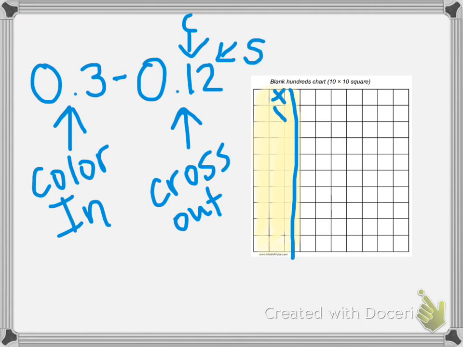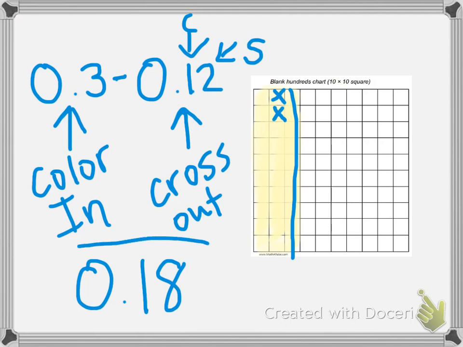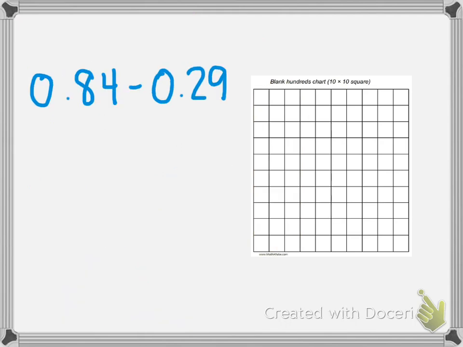for hundredths. Then to get my answer, I'm going to count how many are left. So in this case, we have 1 whole column left and 1, 2, 3, 4, 5, 6, 7, 8 tenths left. So my answer is 18 hundredths. Let's look at another example.